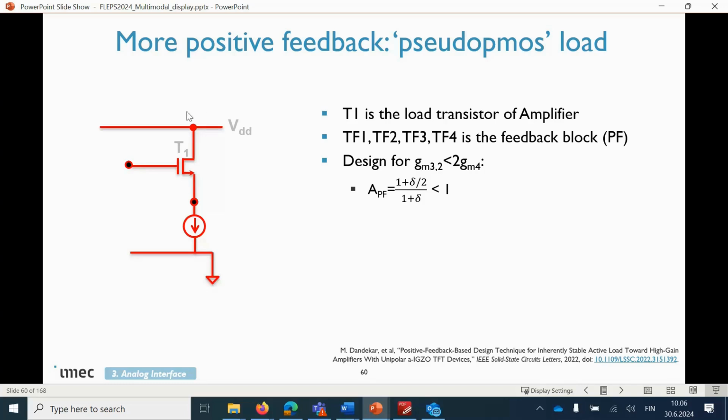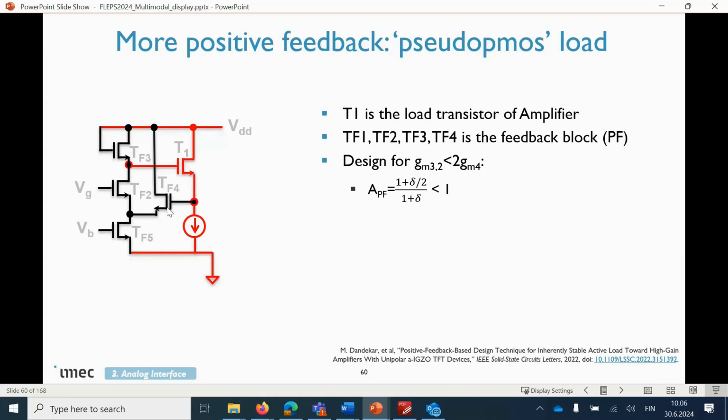So you can see here the load transistor. This is the load transistor that we have been talking about for so long now. The rest of the circuit is implemented here and depicted with one current source. What this group from KU Leuven proposed was to use another 4 transistors as a feedback loop. We actually have 2 feedback loops. One goes from the TF3 transistor, and the other one goes from TF4, TF2, and back to the gate of this T1.